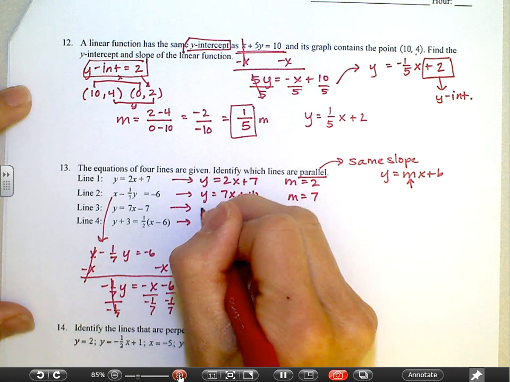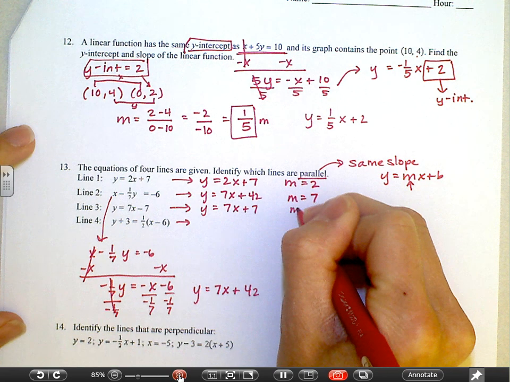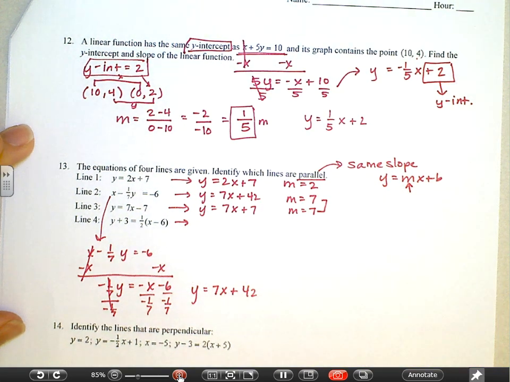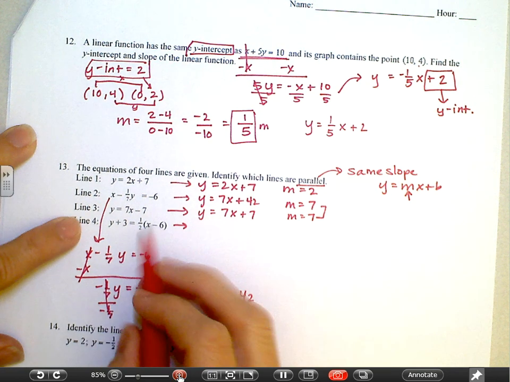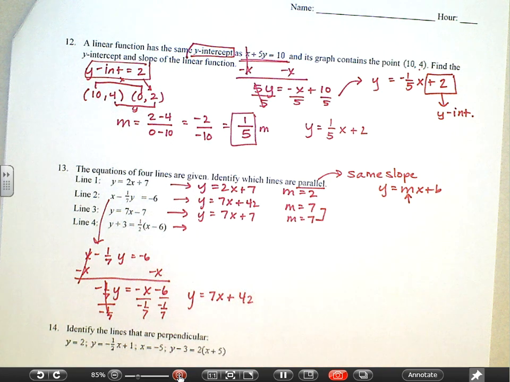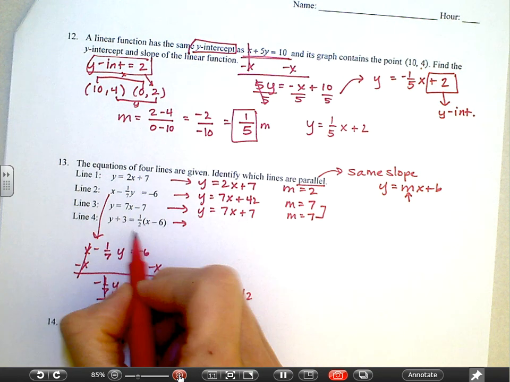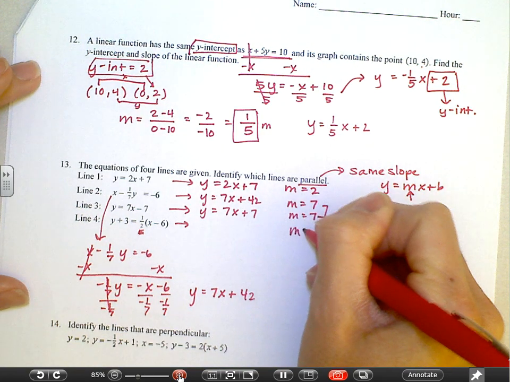Y equals 7x minus 7. Well, that's in slope-intercept form. And that slope is 7. So these two lines are parallel to each other. And then I have y plus 3 equals 1/2 x minus 6. And this one, I suppose you don't have to get into slope-intercept form because you have it in point slope form, and you can see that that's your slope. So your slope here is 1/2.